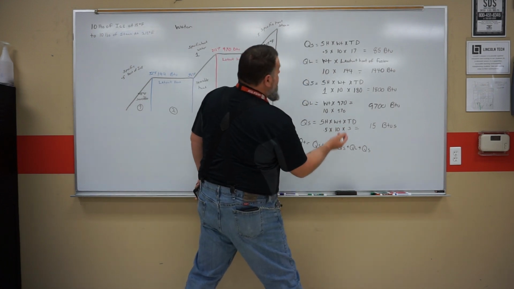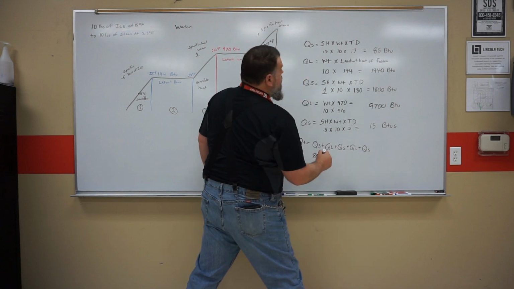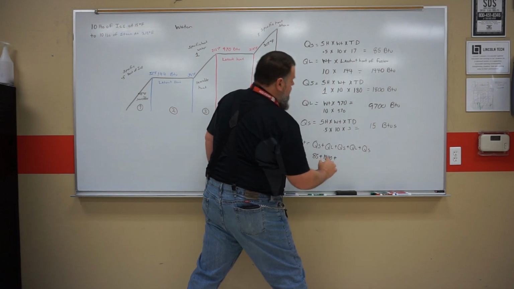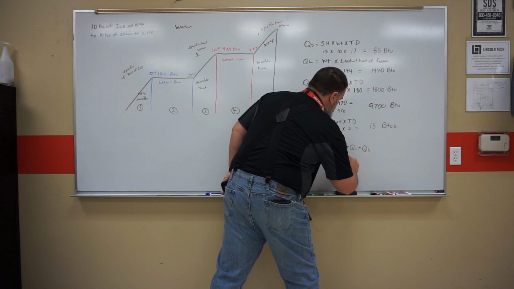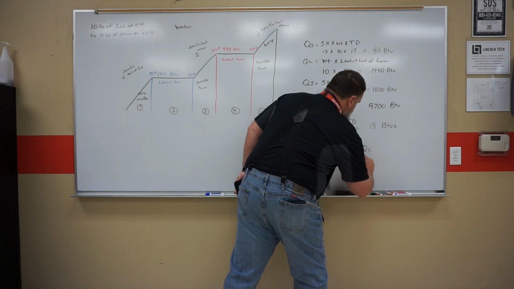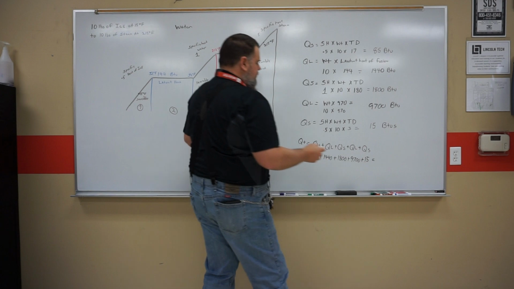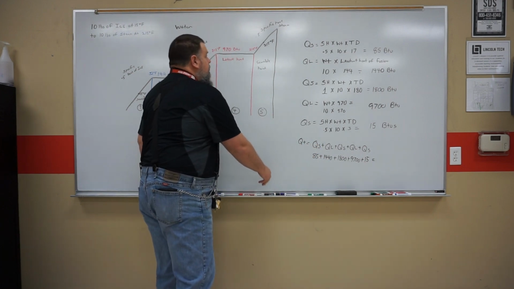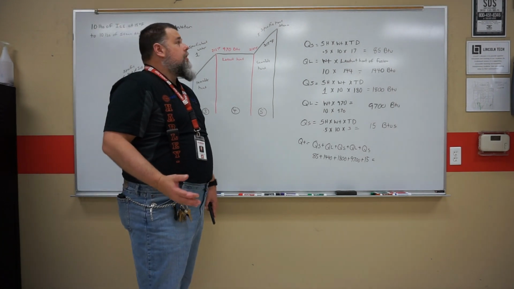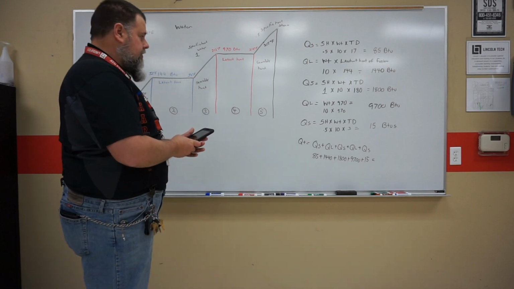Let's start, Q of S was only 85 BTUs, the first one. 85 BTUs plus 1,440 plus 1,800 plus 9,700 plus 15. Now let's see what that equals up to, and we'll get our total BTUs of what it took to change 10 pounds of ice at 15 degrees to 10 pounds of steam at 215. So let's add this up and see what we got.